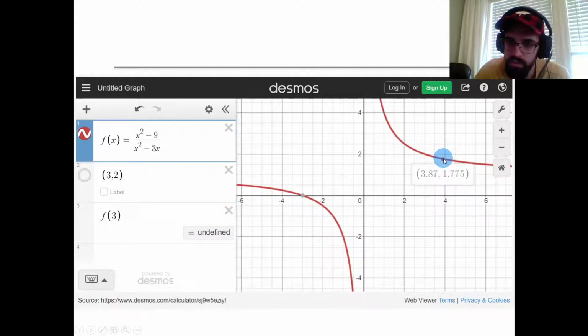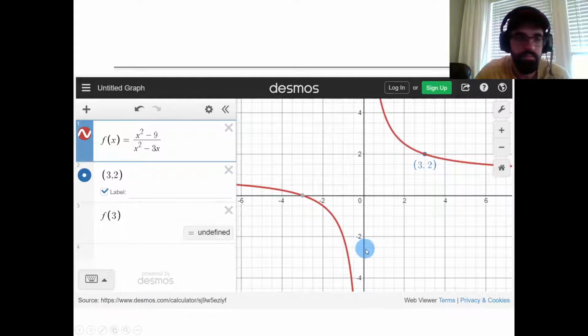Desmos is notorious for not showing holes on their graph. So it's really hard to hit this thing right on. I think I just hit it just now, but the easier way to do it is just type in f of 3 because we already have f defined. We see that it's got a hole, it's undefined. And so if we add the point (3, 2), that fills the hole, and we now have a continuous function.